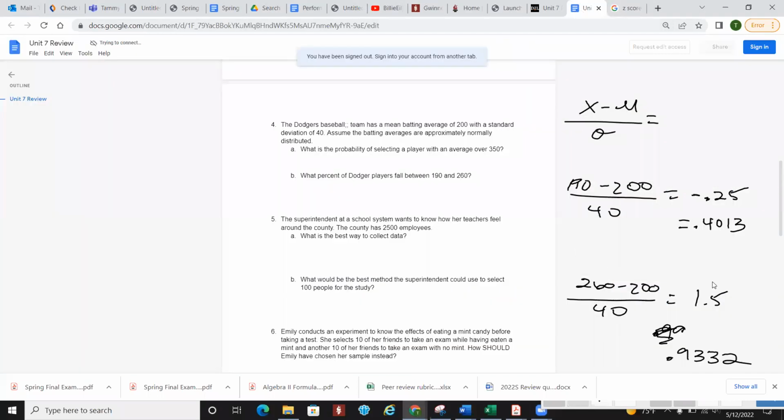All right, coming back to my page. Okay, so I have 0.9332 and 0.4013. So I'm going to take those and subtract those two. So I'm going to get 0.9332 minus 0.4013, and that gives us 0.5319. Now it said for the percent, so we're going to change this to a percentage by saying 53.19%.